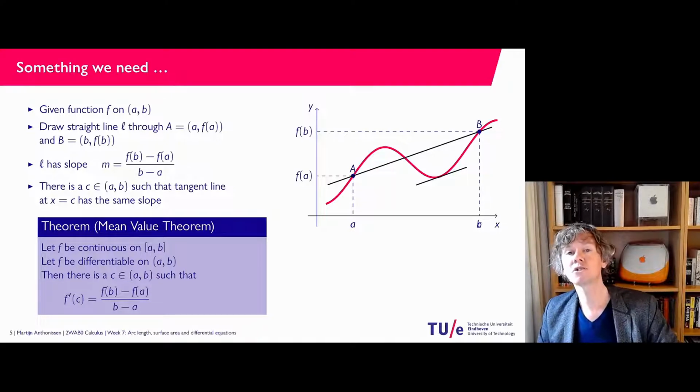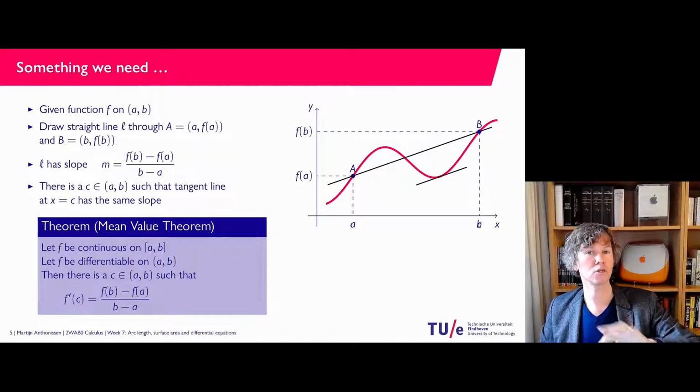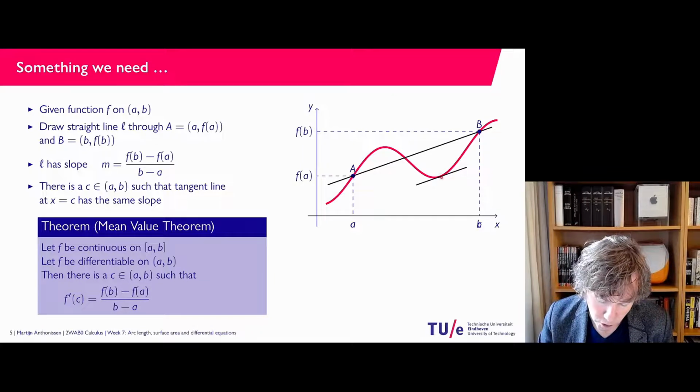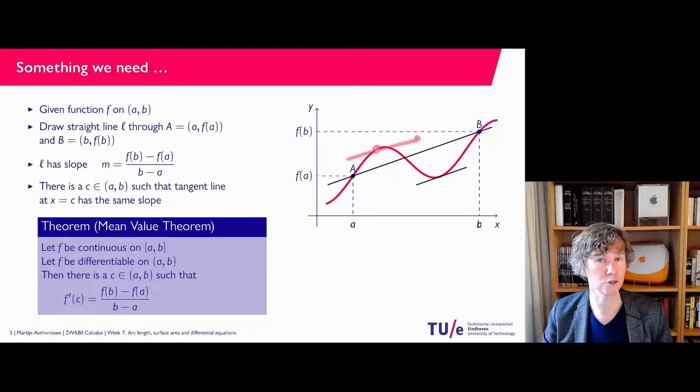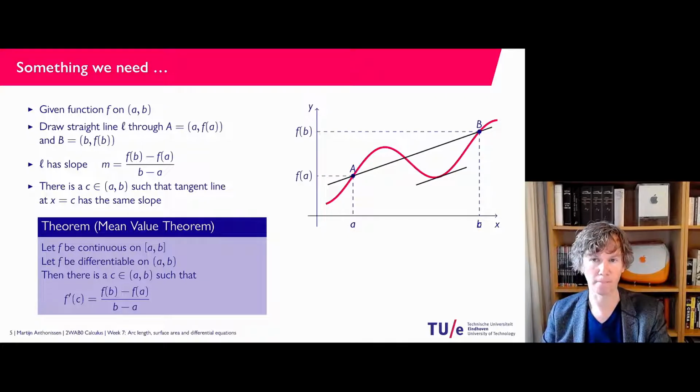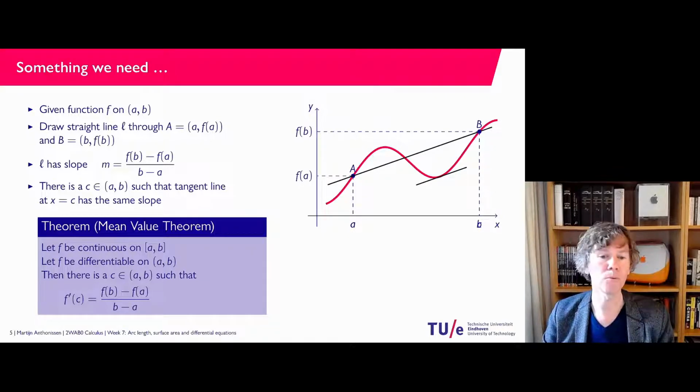Now, note that it says there is such a c, not that there is precisely one such c. As you can tell from the graph already, there is a c here, but there is also one there. So here in the graph, you already see that there are two of them. There can be many more. So there is at least one c in the interval such that f prime c equals the slope of the black line. And maybe more of them.